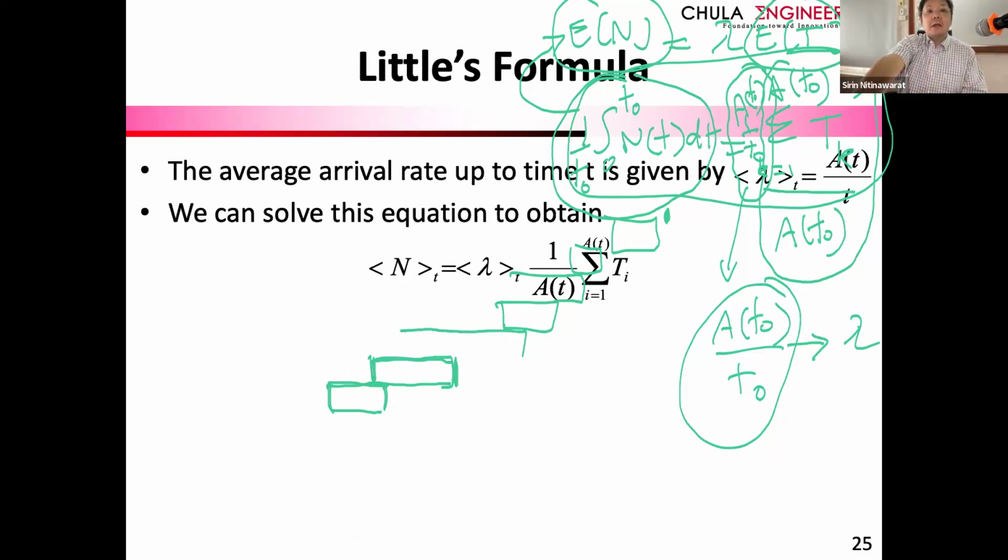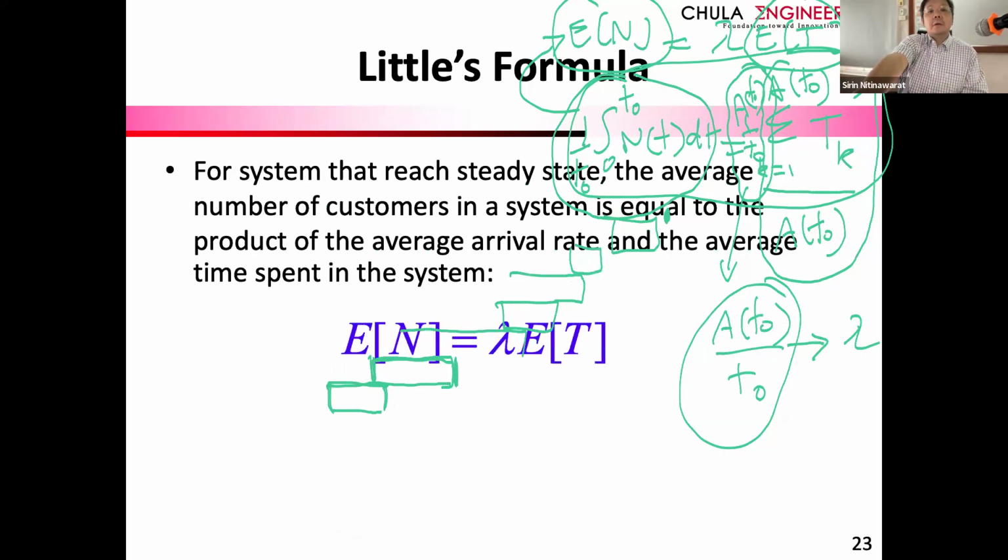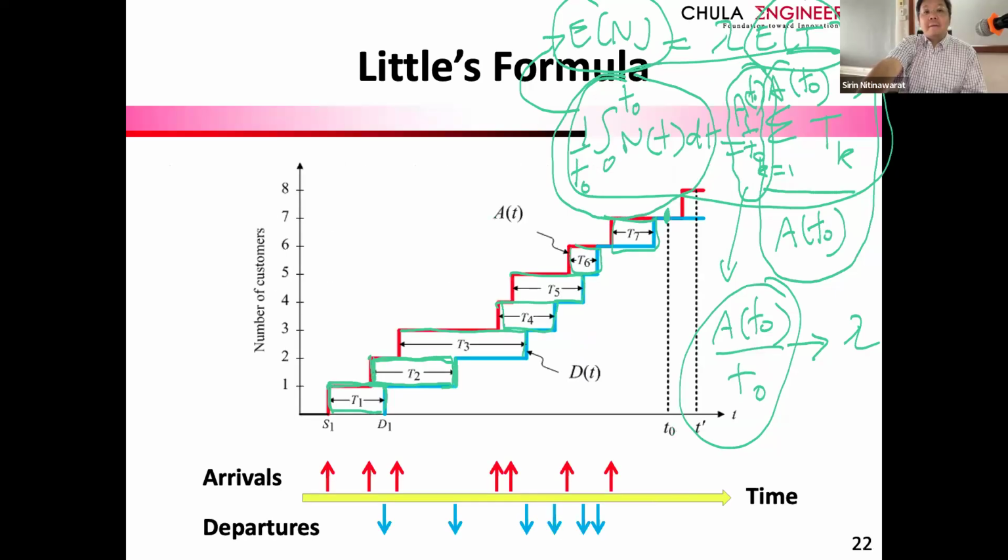It's just this quantity, right? This identity is called Little's formula. So what will happen if... I showed you how Little's formula is derived, right? Basically by computing the integral between the two curves.